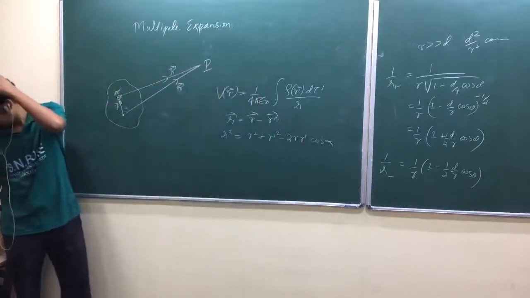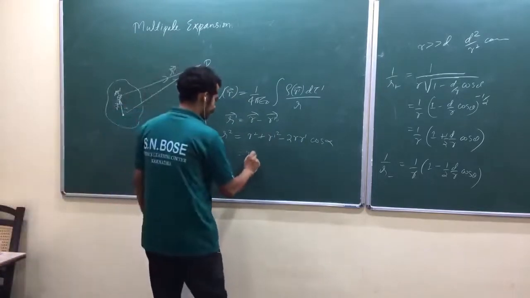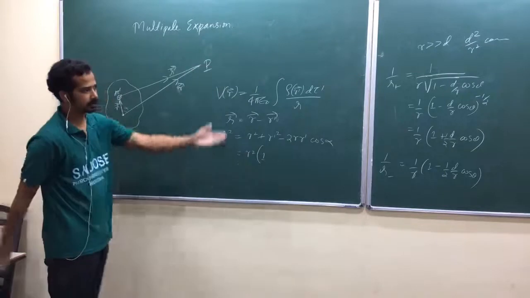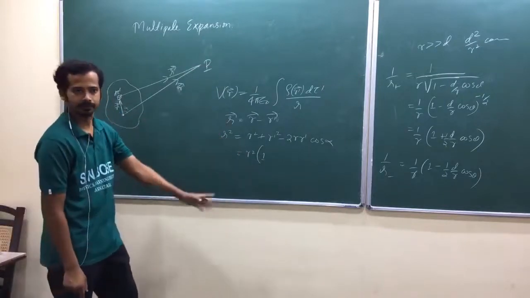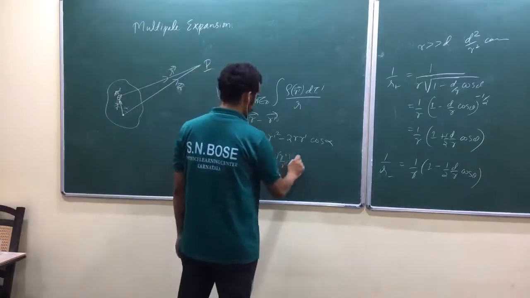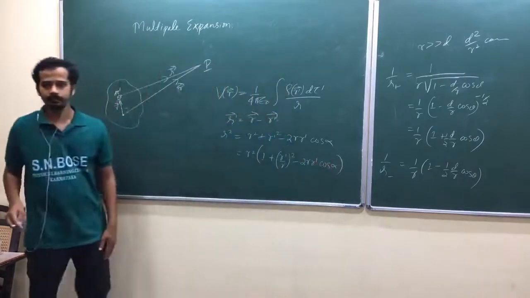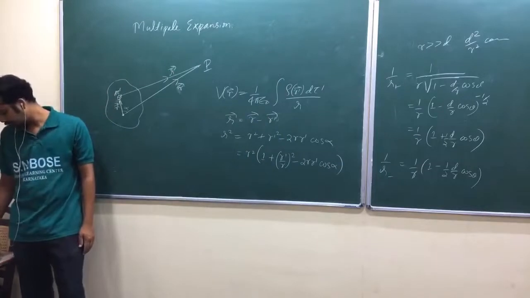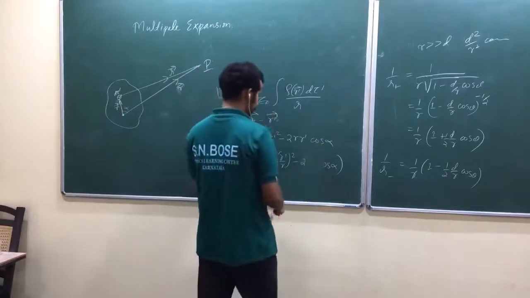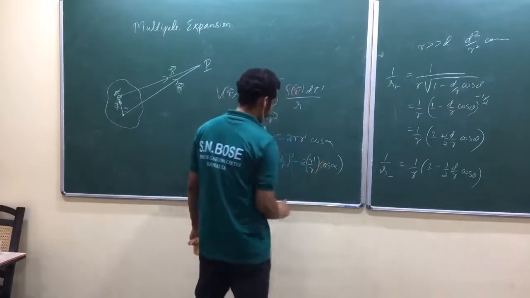Now the next step here is I'm going to take r square common. This step is similar to the earlier one, where we took the denominator and then took r common. This step is almost similar: 1 plus r prime by r the whole square minus 2 r prime by r cos alpha. Wait a second, because you have taken r common, it should be r prime by r, cos alpha.